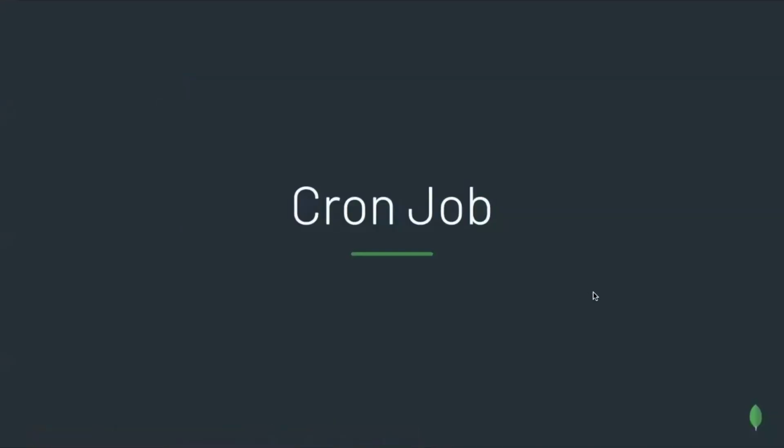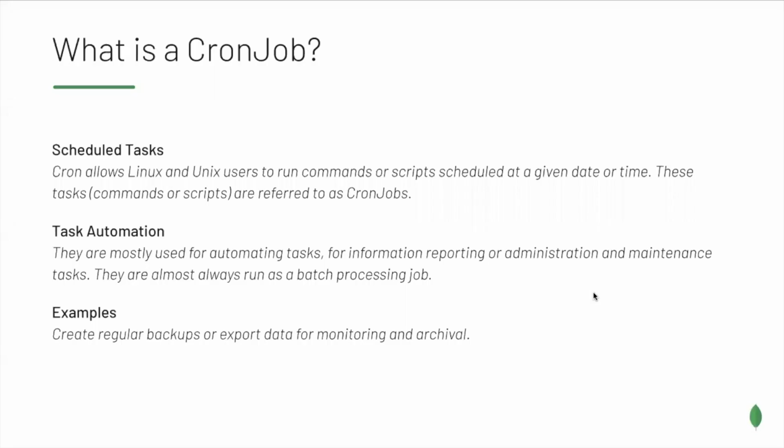Now let's talk about what a cron job is. Cron jobs are commands or scripts that a user schedules to run at a particular date or time, often repeating at the same time every day or every week. These tasks or commands are referred to as cron jobs. These cron jobs are used for automating tasks, for information reporting or administration, and often for maintenance tasks. So these tasks almost always run as batch processing jobs, and what I mean by a batch processing job is what we'll see in the next slides. The example could be just to create regular backups or exporting data from your database to a third-party integration for monitoring or archive.